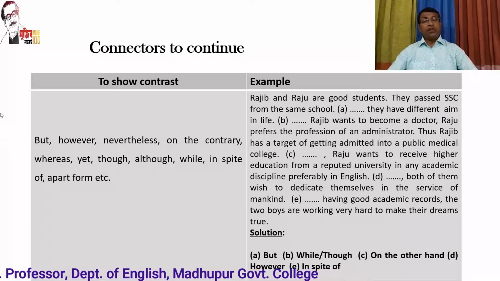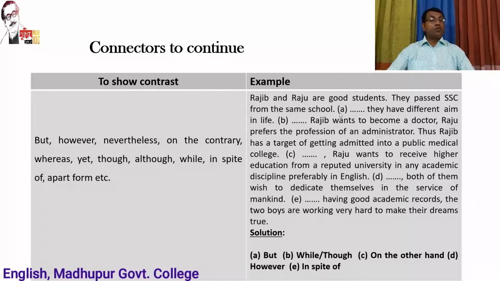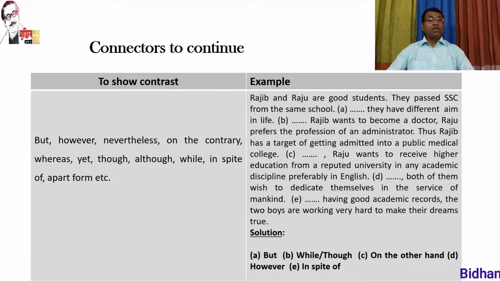And if we look at the solution, we can see I have used but. They passed SSC from the same school, but they have different aim in life. As the latter sentence is giving us the information just opposite to that expressed in the previous sentence, we can use but here. We can also use yet or however, such type of connector in this place.